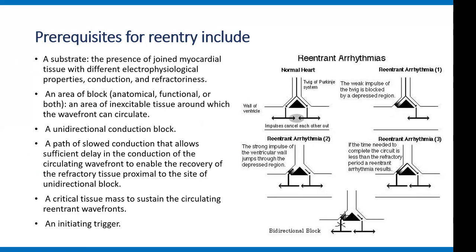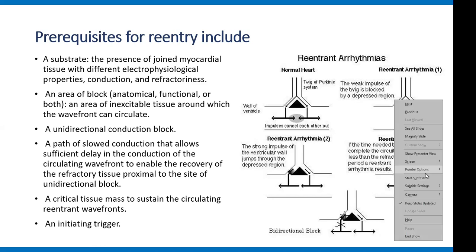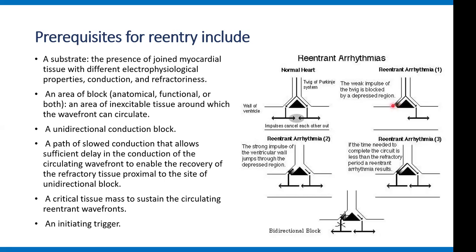Electrophysiological or functional. Then you need an area of block, a tissue that is not excitable. Then a unidirectional conduction block. What that means is that current cannot flow in one direction. So let's take this for example. I hope you can see the pointer. Yes, sir.